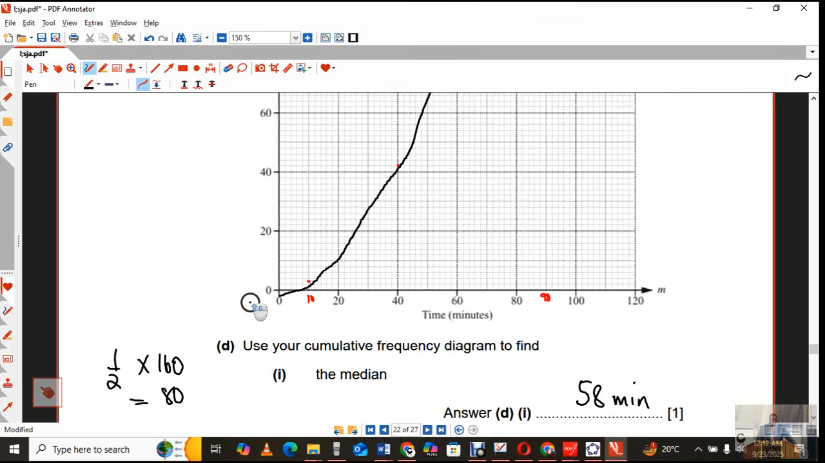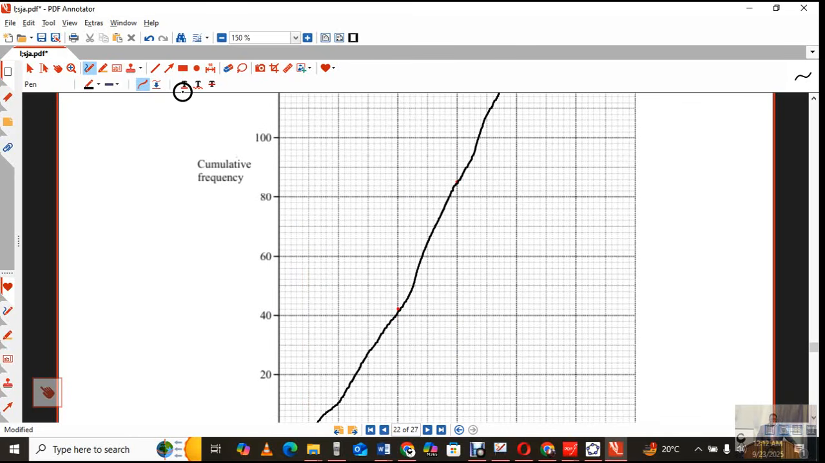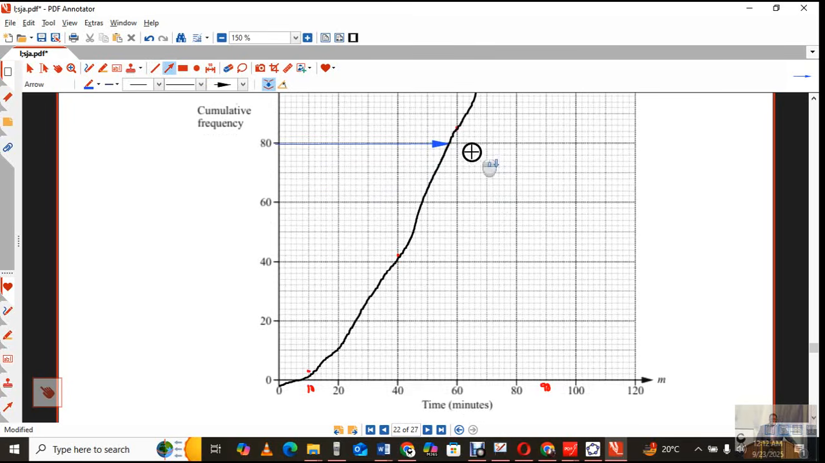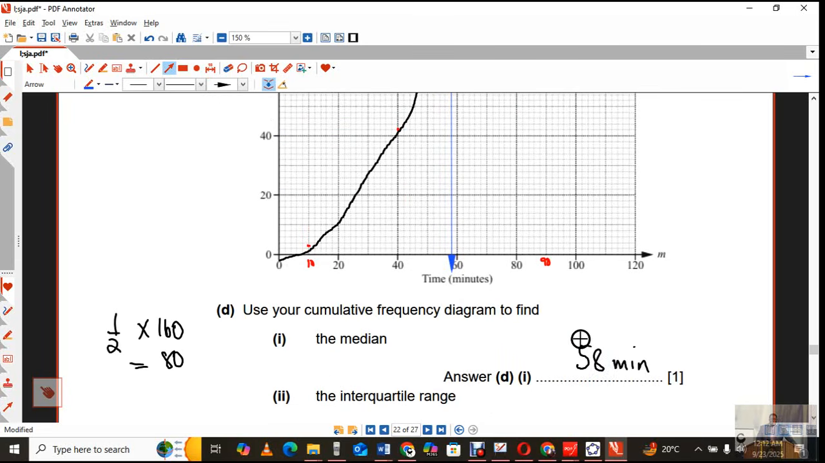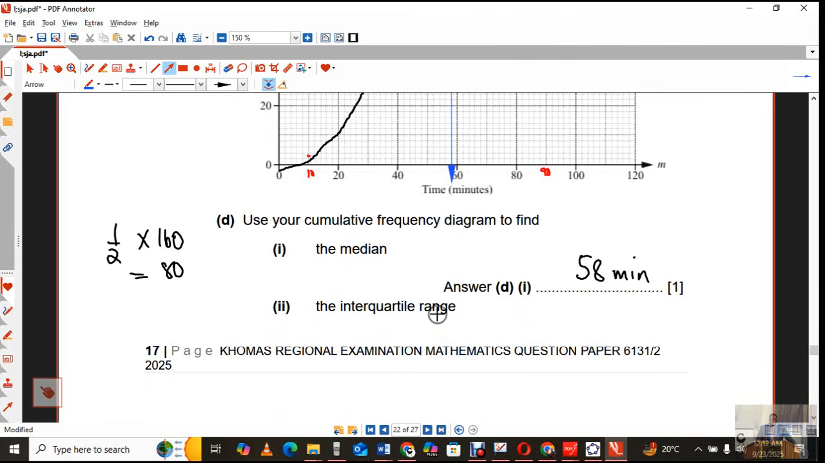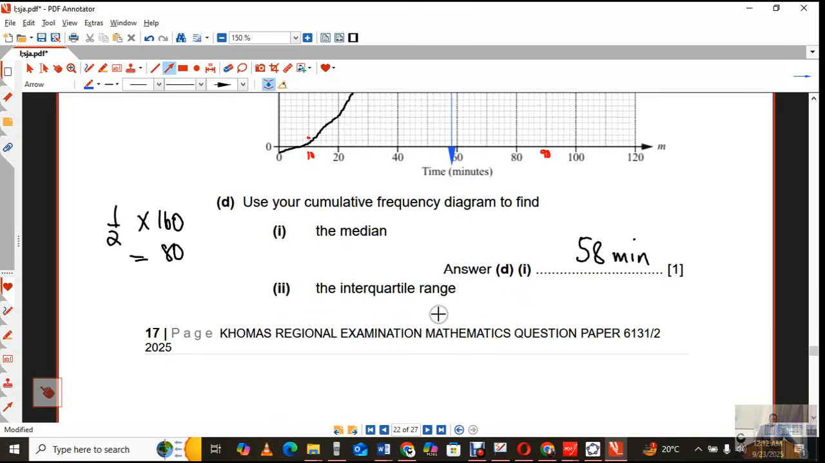So after you draw your graph, you're going to come here. You're going to come here at 80. You're going to draw something like so, and then you're going to read down like so. That's what I did there, and then I write it down. That's 58.